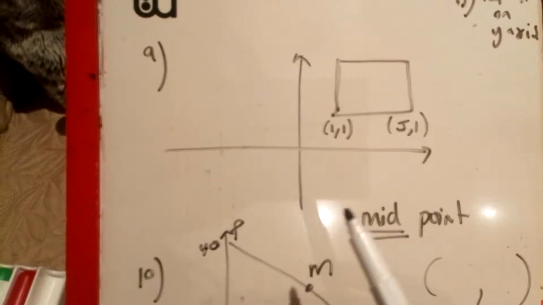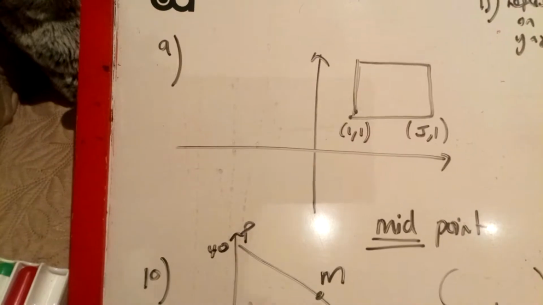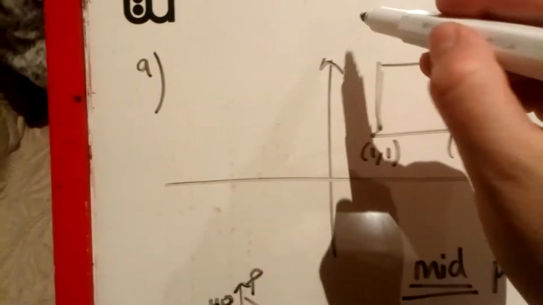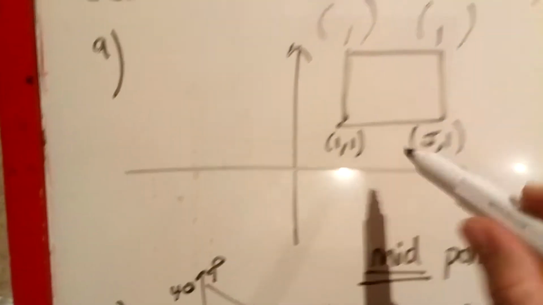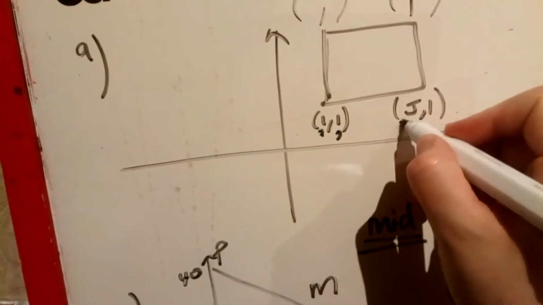Okay, so for question 8, it just says jot down the coordinates. You know how to jot the coordinates. Question 9, you've got to jot down these coordinates, yeah? They're giving you these ones. So you know straight away this is x and this is y.